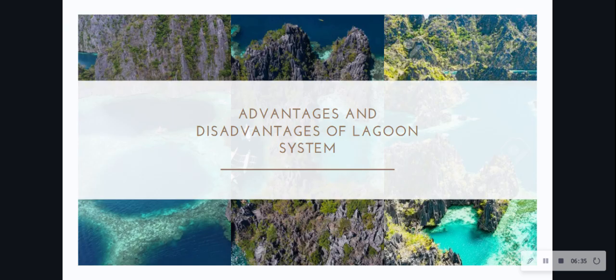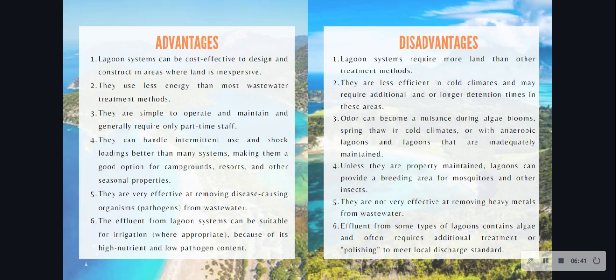Now we will talk about the advantages and disadvantages of lagoon systems. First are the advantages. Lagoon systems can be cost effective to design and construct in areas where land is inexpensive. They use less energy than most wastewater treatment methods. They are simple to operate and maintain and generally require only part-time staff.